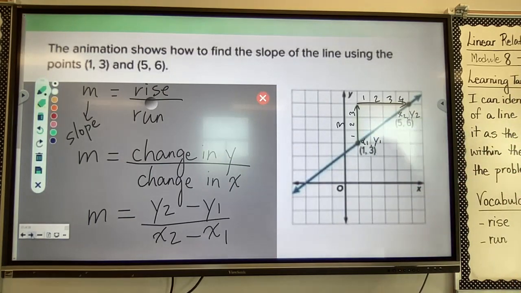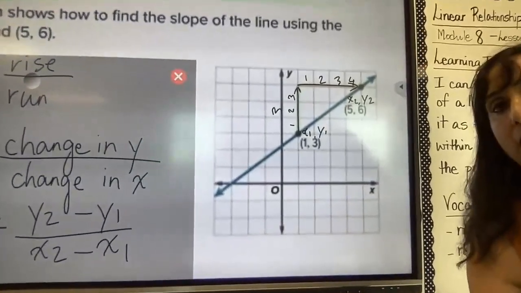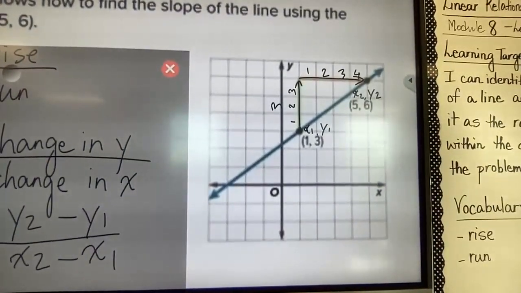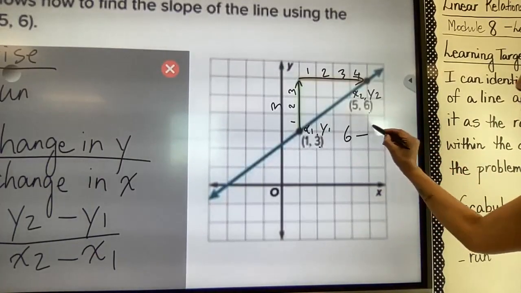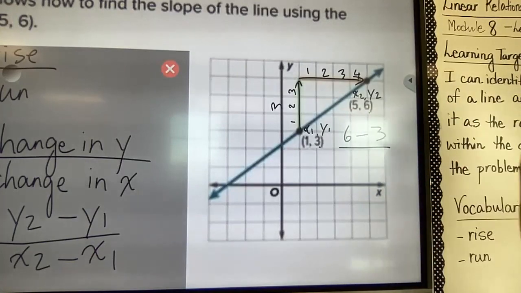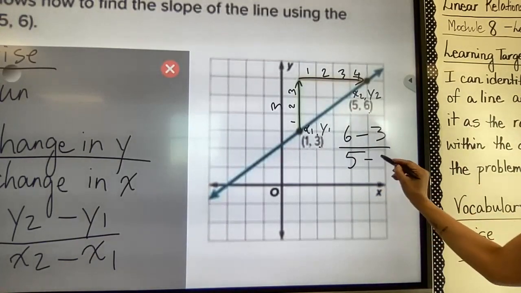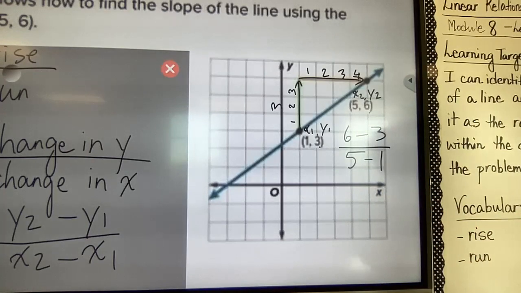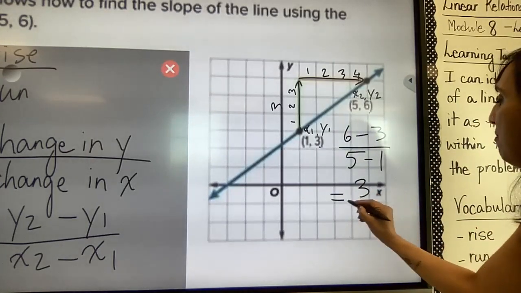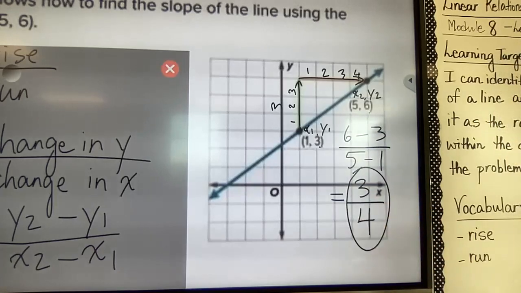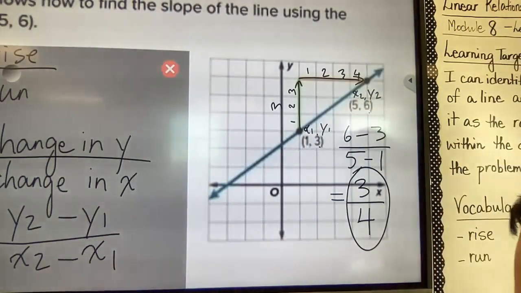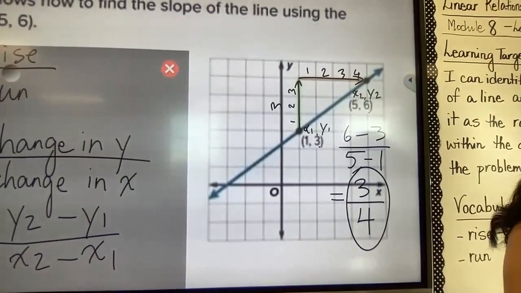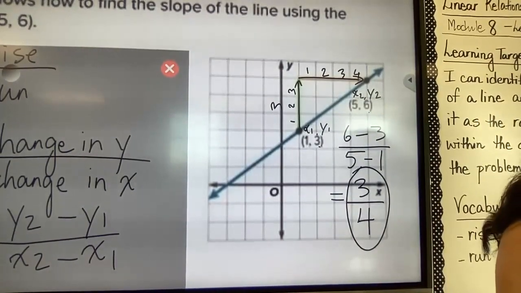Okay, so if I'm looking at this up close, what is y2 minus y1? It's going to be 6 minus 3. x2 minus x1 is going to be 5 minus 1. What is 6 minus 3? I get 3. 5 minus 1 is 4. So here is my slope. The slope of the line is 3/4. Either I can do the change in y over change in x, or the rise and run. It is exactly the same thing.